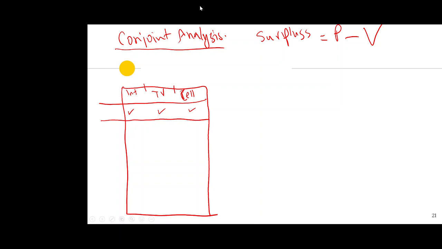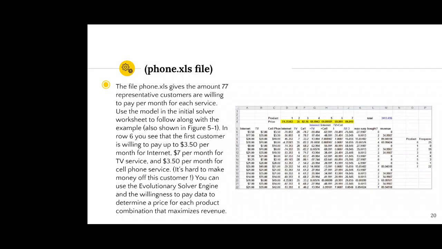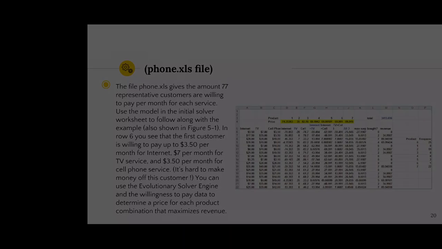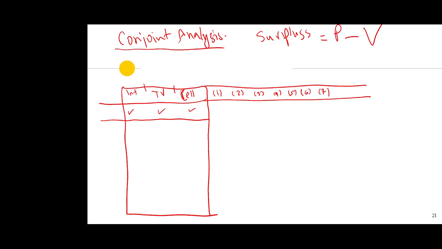So I need to list down the combinations in my Excel sheet somewhere. You need to list them somewhere on your Excel sheet. Where shall I list them? I think I'm going to list them over here. So I'm going to say I have the following options. Option 1, 2, 3, 4, 5, 6, and 7. If you remember from the previous slide, we have 7 different options and I showed you in detail how we got them.